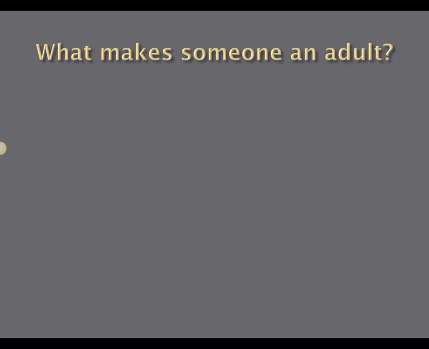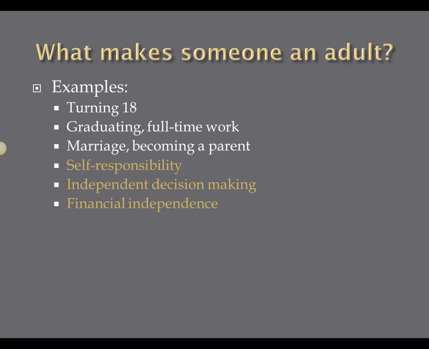All right, so let's talk about what makes somebody an adult. In our culture, we have turning 18, graduating from high school, full-time work, marriage, becoming a parent. Those bullet points really signify some of our social hallmarks or milestones of when other people might look at us and say, wow, that person is an adult. They've graduated from high school, they're employed full-time, or they're married, they're parents, or they're 18 years of age.